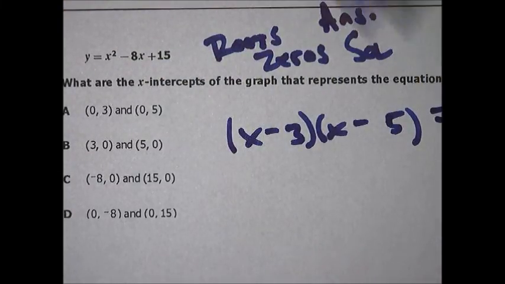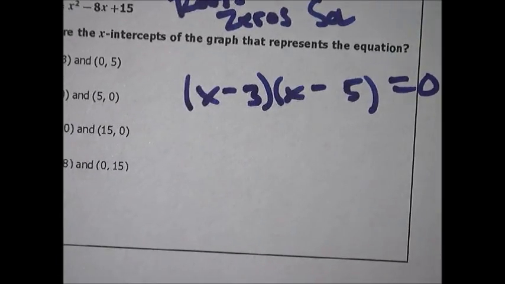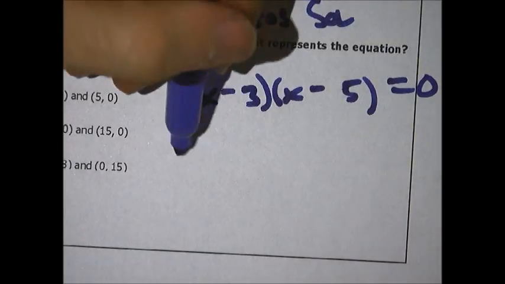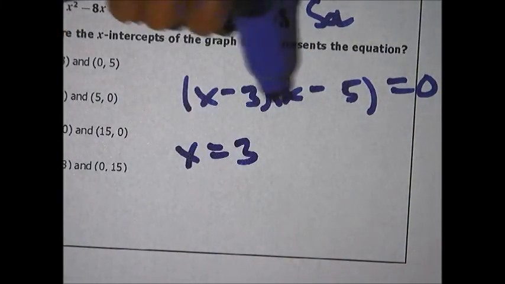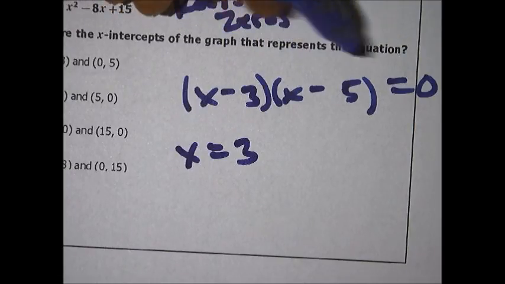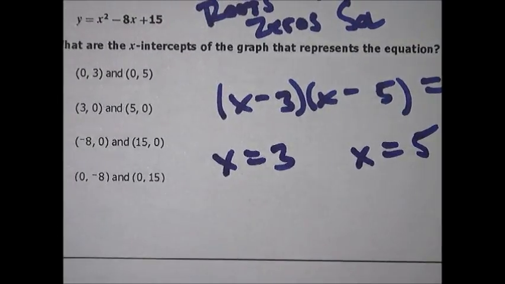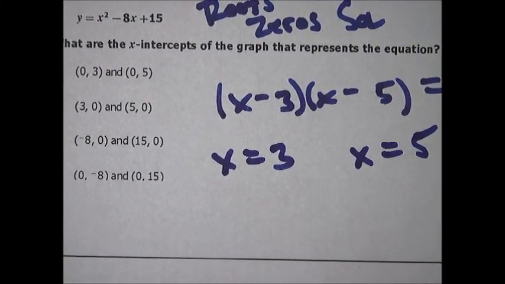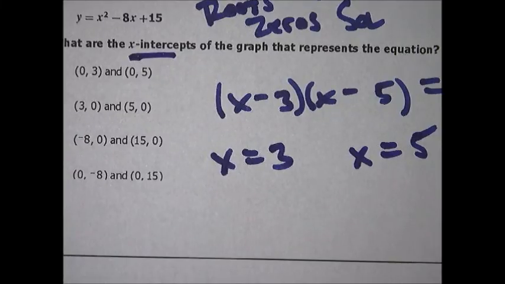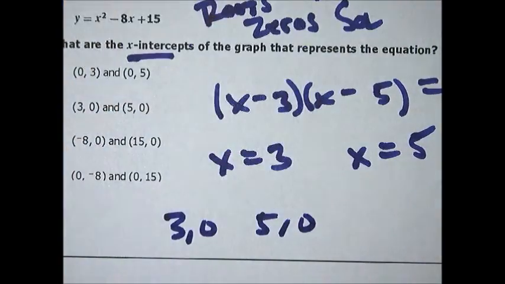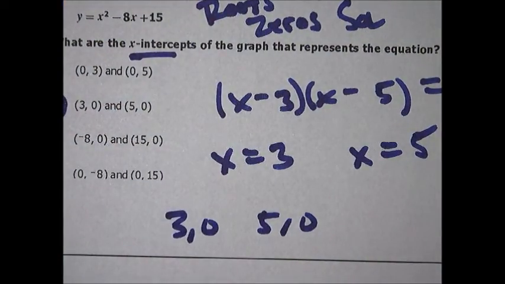To find the intercepts, you're setting this equal to 0, because that is what y would have to be if it's going to hit the x-axis. X minus 3 equals 0, add 3, x equals 3. X minus 5 equals 0, add 5, x equals 5. Now you have to look at your choices because you are looking for x-intercepts. If it's an x-intercept, the y value has to be 0. So you are looking for 3 comma 0 and 5 comma 0, choice B.